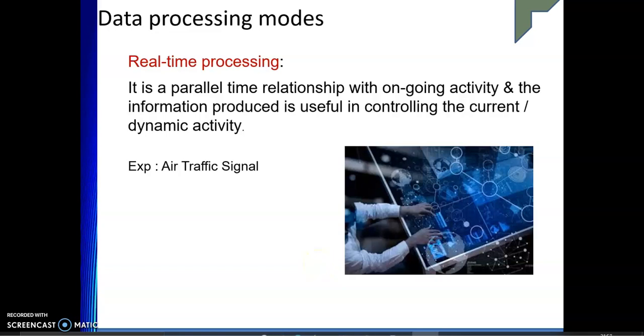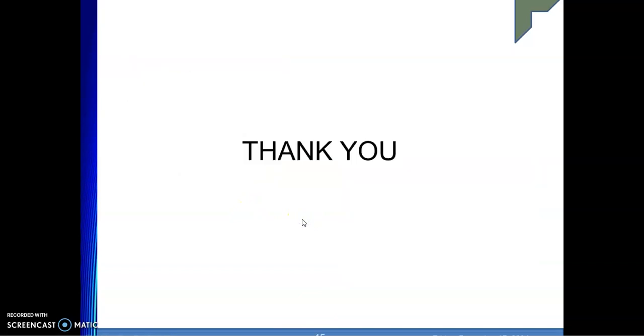So these are the three data processing modes. We know about batch processing. We came to know about online or real-time transaction processing, and online processing, and lastly the real-time processing. So having said this, in this particular session, we have understood what data processing is, then the steps of data processing, and lastly the data processing modes, right?